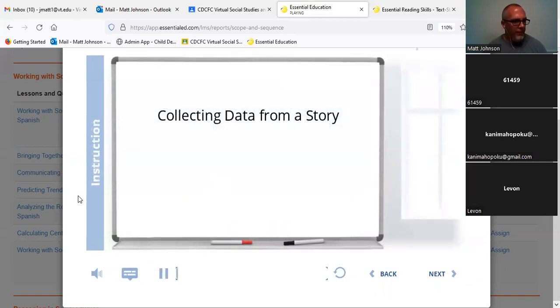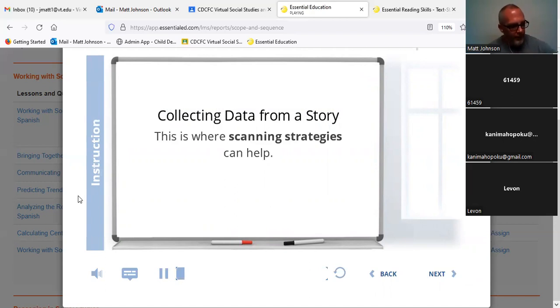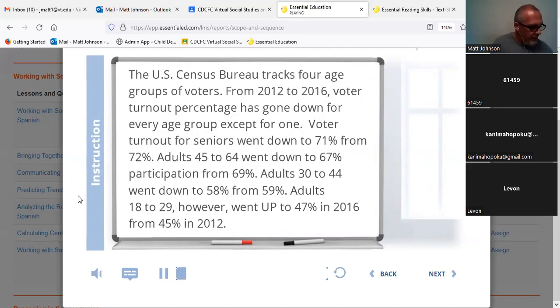So let's say I want to use textual data to create a visual presentation, like a chart or a graph. This is where scanning strategies can help. Take a look at this text. It's talking about voter participation in the 2016 presidential election. As you can see, there's a lot of information here.